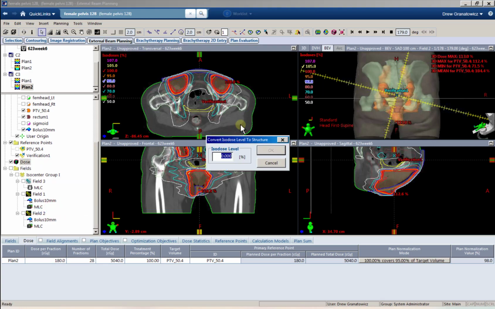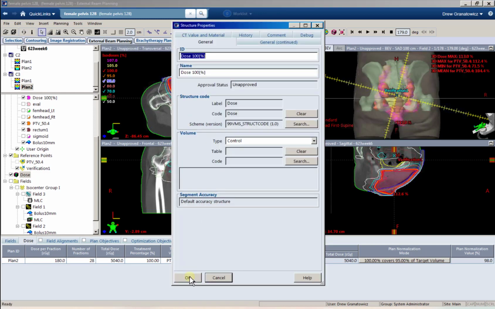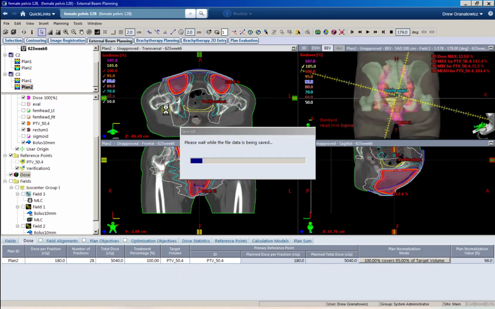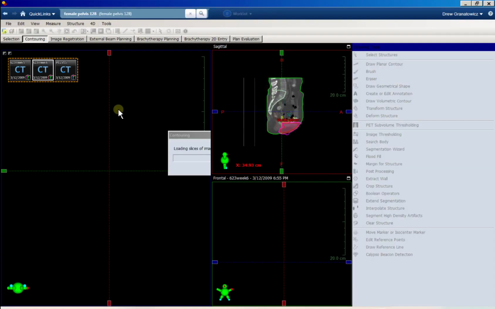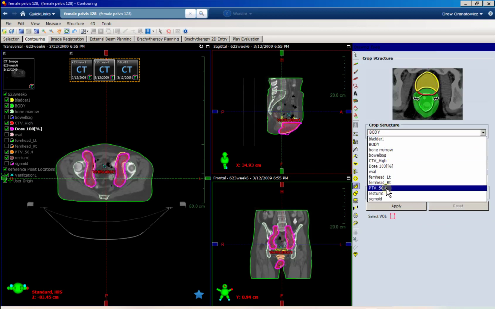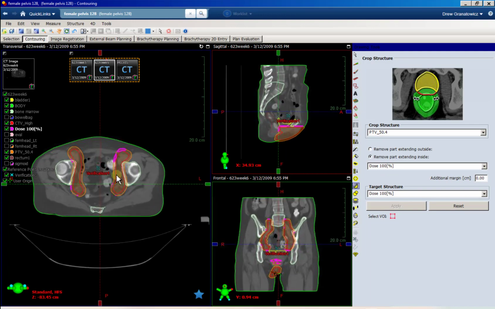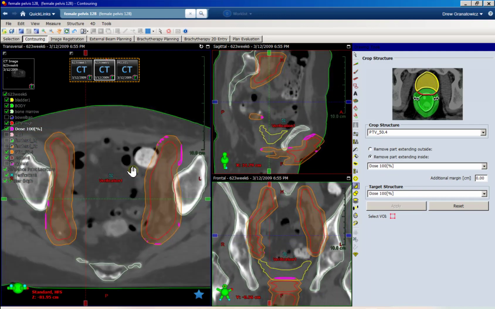So let's convert our 100% line into a contour. Pop over to contouring. All right, we're going to take this 100% contour. I'm going to use the crop tool and take my PTV, remove parts extending inside of 100%, 0 margin. If you do that, that leaves behind all of your cold spots in your PTV.